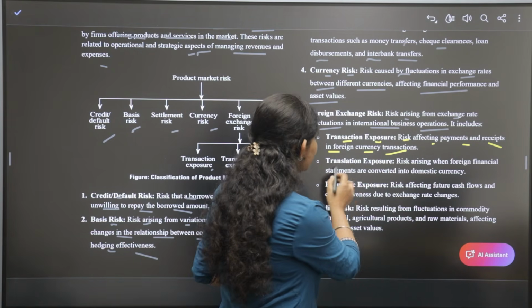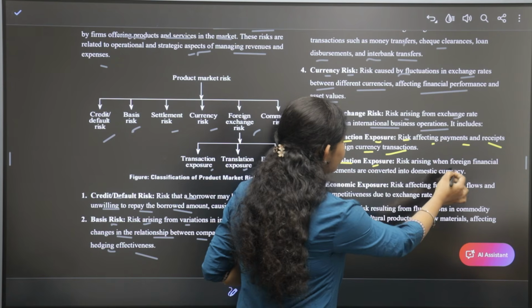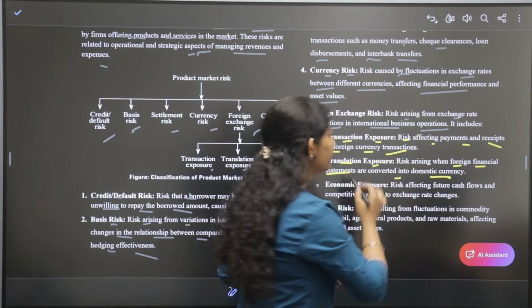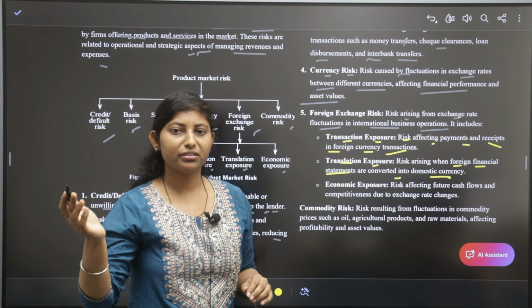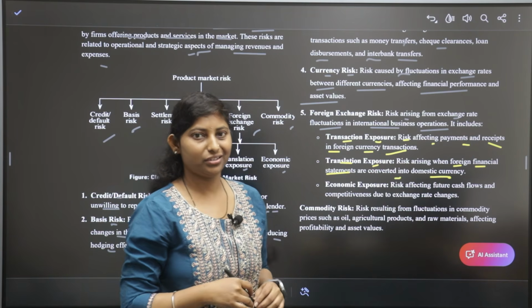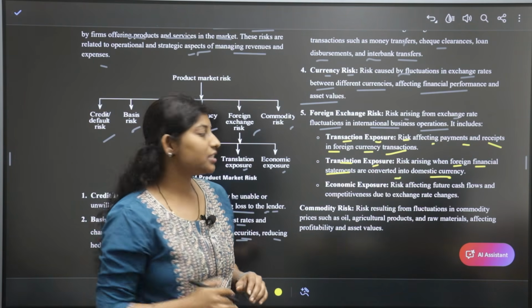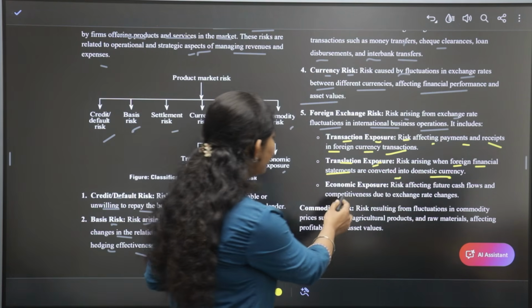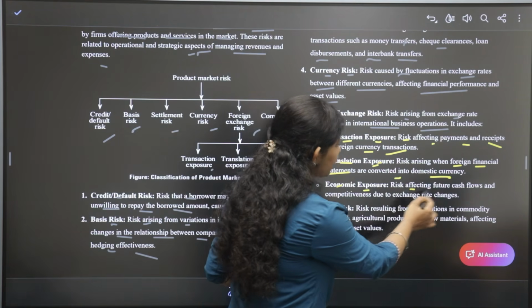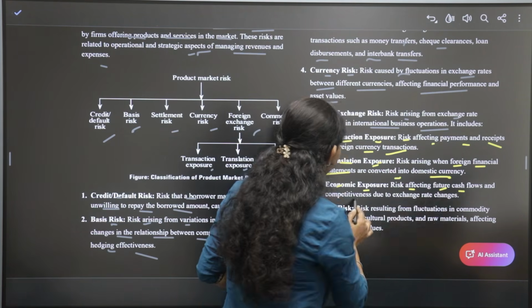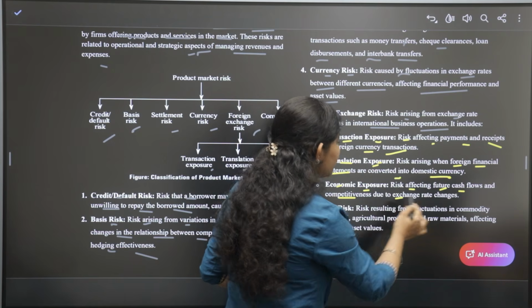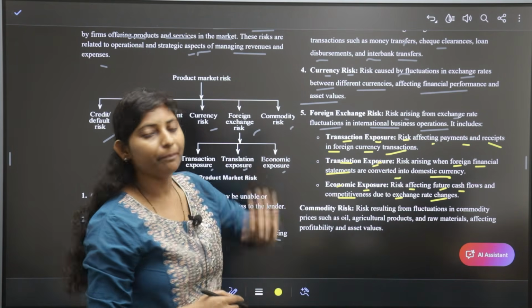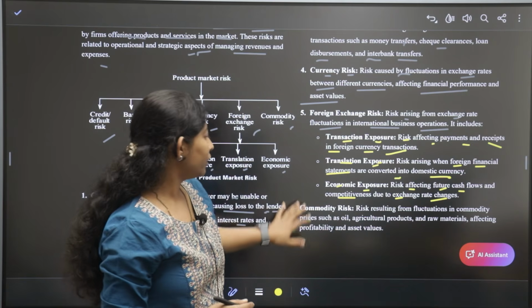Next, translation exposure. A risk arises when foreign financial statements are converted into domestic currency, when their payments are converted into our domestic currency. If there is a change in currency value, we face exposure. Next, we have economic exposure, the risk affecting future cash flows and competitiveness due to exchange rate changes. Already these three things we covered in the last questions. Once again you can go through them.